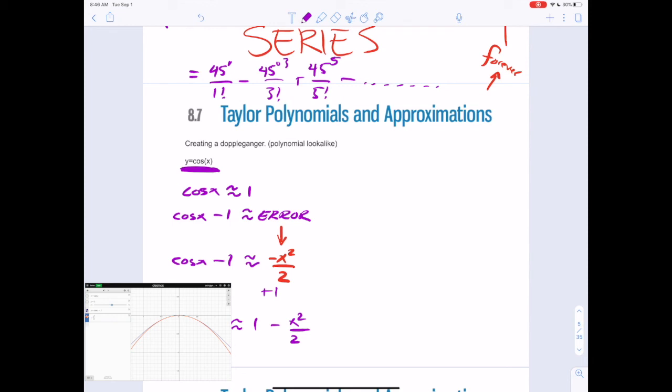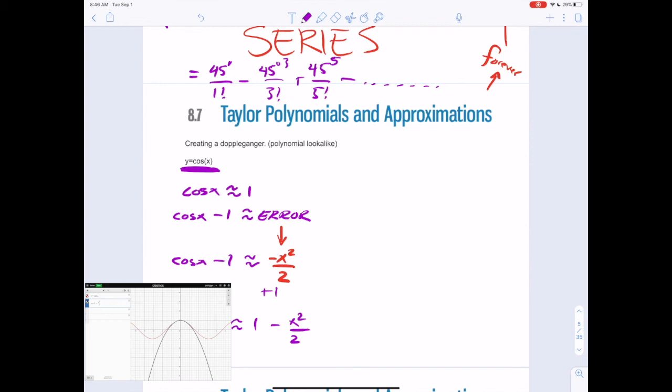So let me write that out now. So cosine x is now, here's our cosine function. Now instead of 1, I'm going to type out 1 minus x squared over 2. Let's graph it. It looks a lot better than what we started with. Now we're overlapping from about negative 1 to 1, right? Let's run it one more time. So they overlap from negative 1 to 1, but then they start to deviate afterwards.